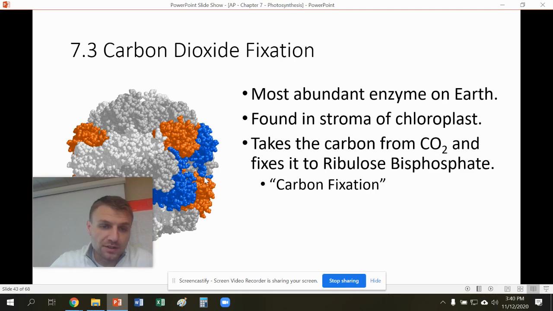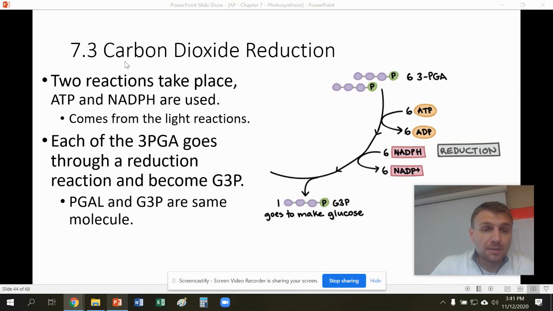Like I said before, Rubisco is the most abundant enzyme on Earth, again, found in the stroma of the chloroplast. It takes CO2 and binds it with ribulose bisphosphate. That's RuBP. All right, our next step in the Calvin cycle is the carbon dioxide reduction.